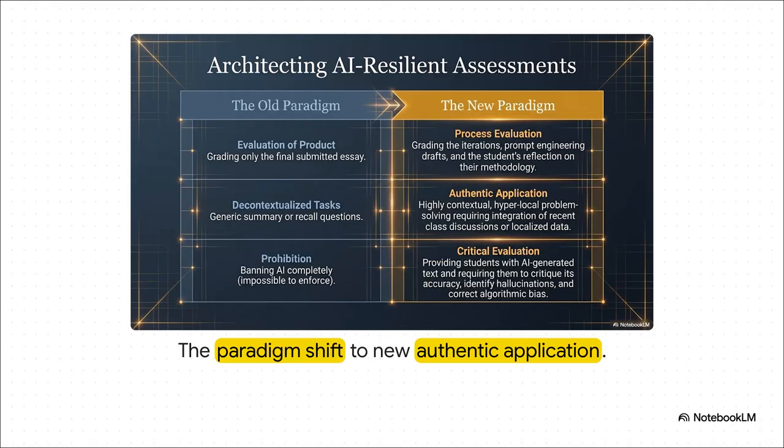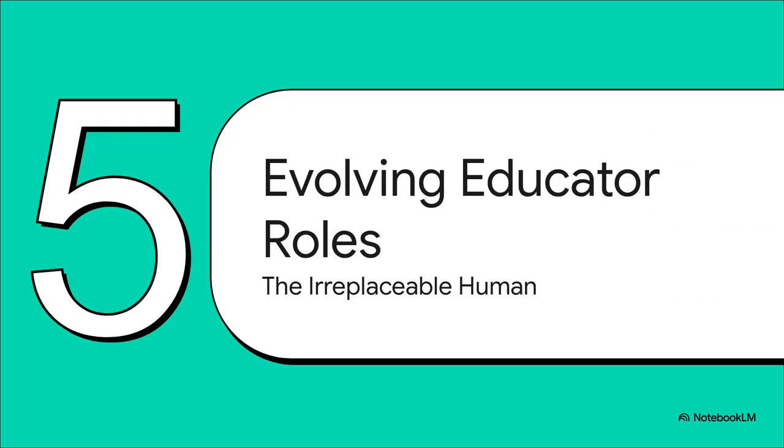You see, this is a total paradigm shift. The old way relied heavily on decontextualized tasks and this impossible-to-enforce idea of AI prohibition. But this new paradigm completely embraces authentic application. Banning AI completely, it's just not going to work. Making this practical shift toward process-focused assessment is absolutely essential if we want our academic degrees to actually mean anything in the modern workforce. And finally, Section 5, Evolving Educator Roles.